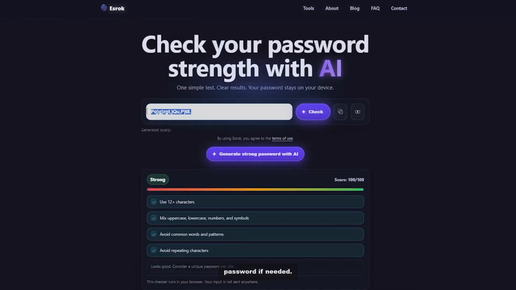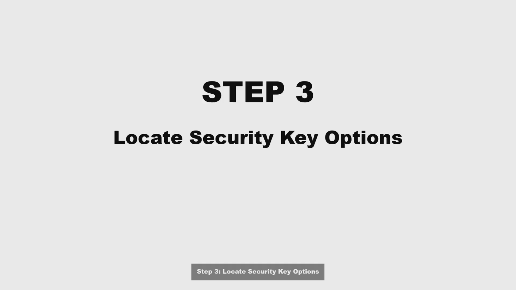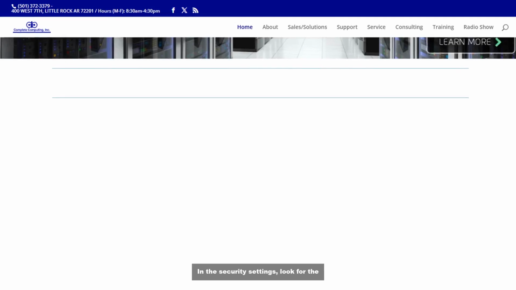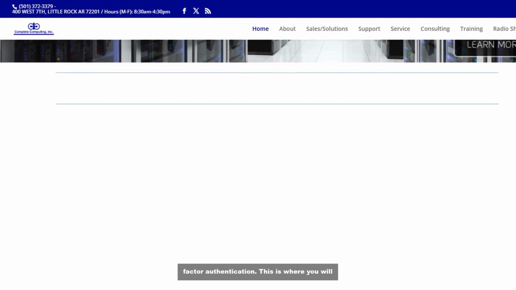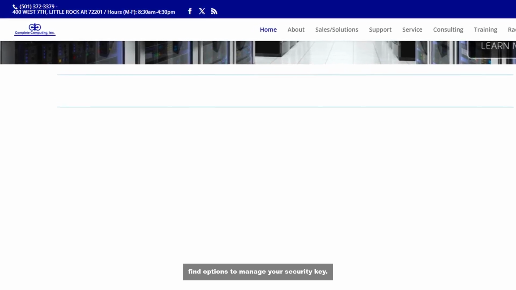Password if needed. Step 3. Locate security key options. In the security settings, look for the section related to security keys or two-factor authentication. This is where you will find options to manage your security key.